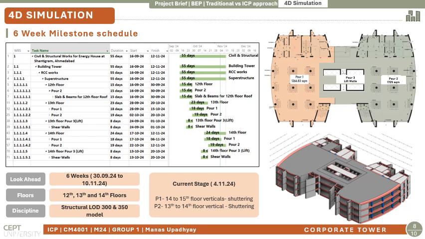The floors which we have taken are the 12th, 13th and 14th floor. The project scope is LOD 300 and 350 model for the structure model. Basically, we have prepared the milestone schedule for this, and we have compared the plan versus actual model: the plan we have prepared and what is actually going on at the project site. We have prepared the video for that, and we will discuss how this 4D simulation will work.